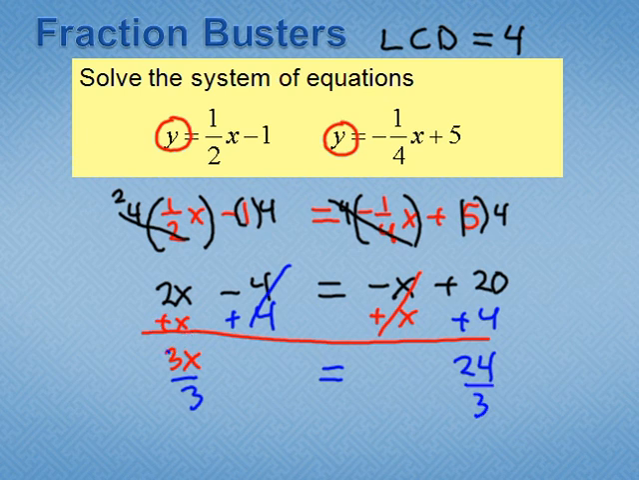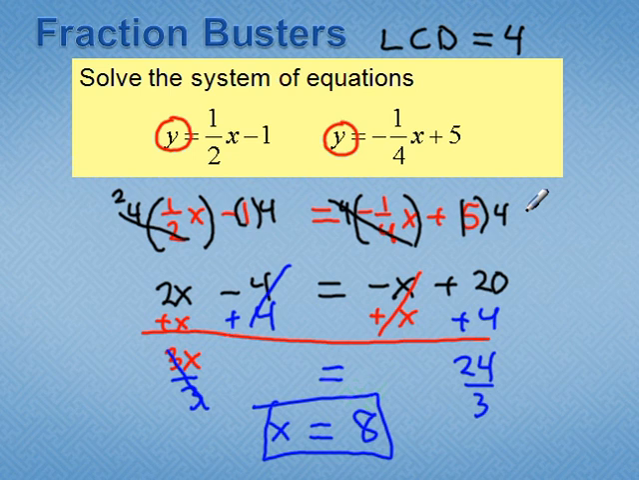So the 3's cancel out. We've got x is equal to 24 divided by 3, and 24 divided by 3 is 8. That's the same thing that we found online. If you go back to the graph, rewind the video, the two lines crossed at an x location of 8.